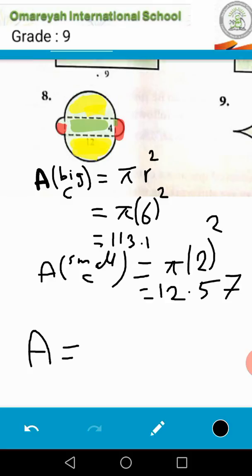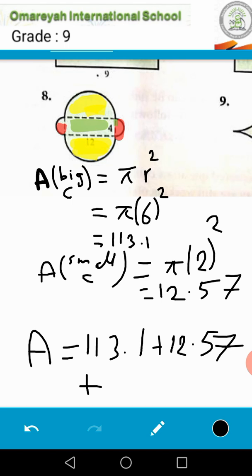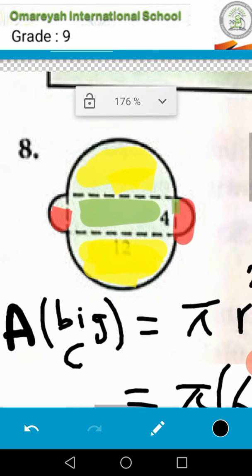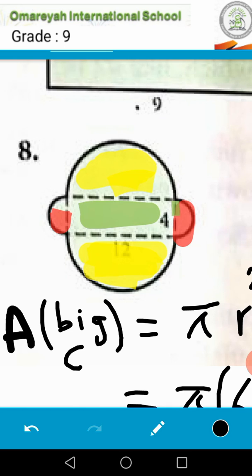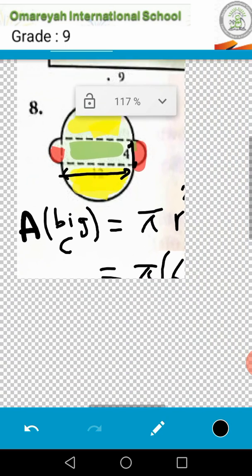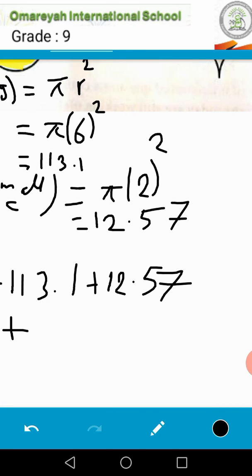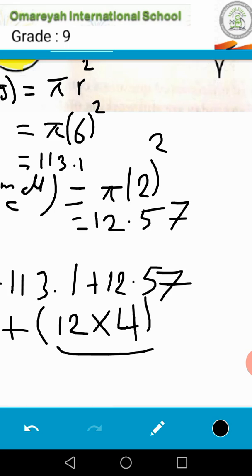Now to find the area of this shape, you have 113.1 plus 12.57 plus what? Plus the area of the rectangle. And the area of the rectangle, as we can see, the length is 12 and the width is 4. So the area of the rectangle is 12 times what? Times 4. So here you can write 12 times 4. So this is the area of the rectangle.